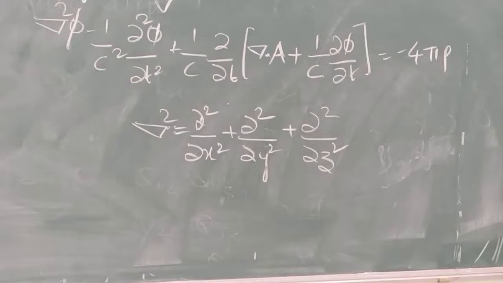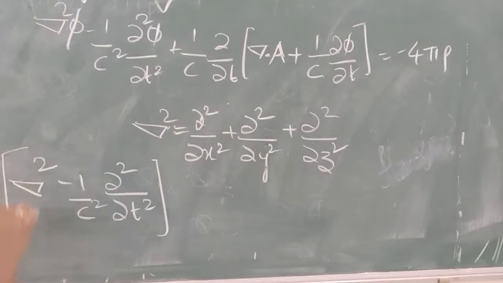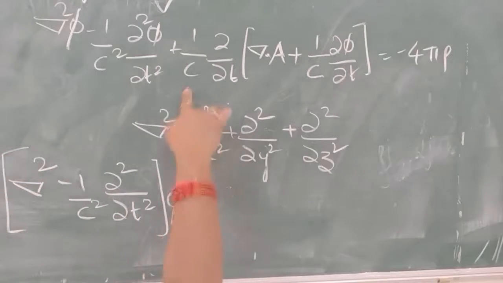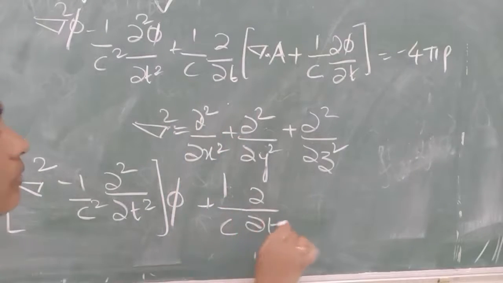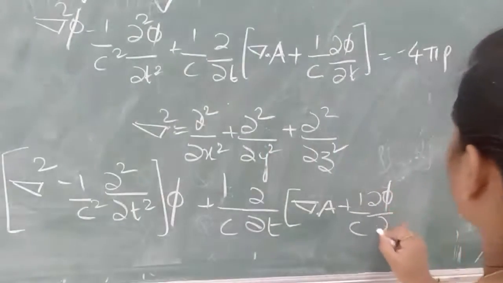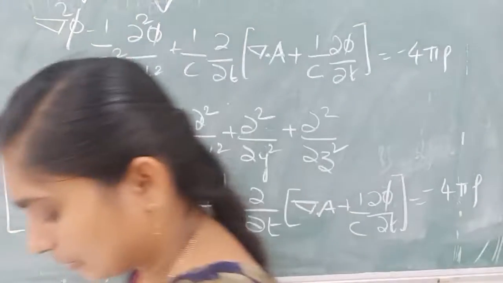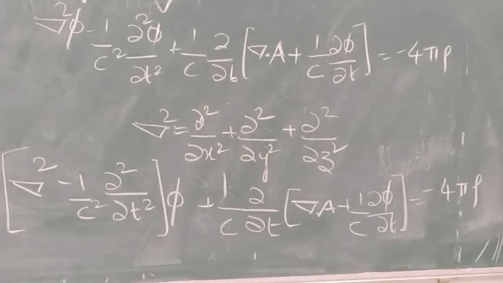So now you take the term phi common here and take 1 by c square d square by dt square phi, plus the same term I am writing, 1 by c dou by dou t del dot A plus 1 by c dou phi by dou t is equal to minus 4 pi rho. Please write that.